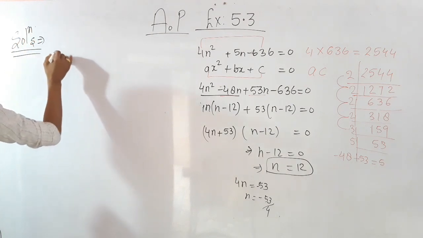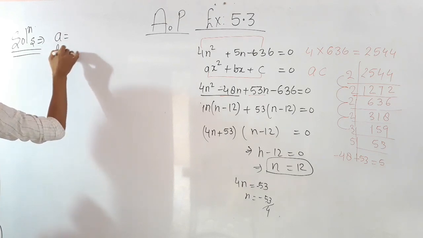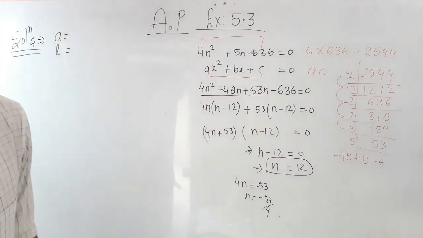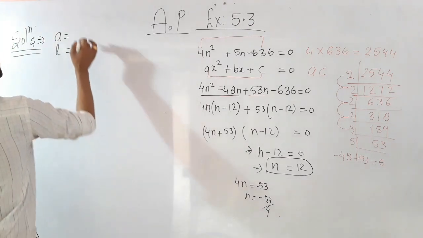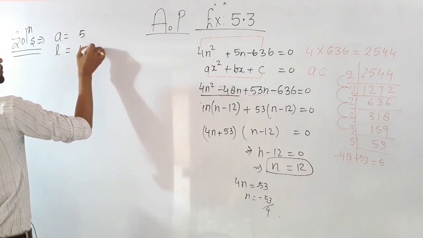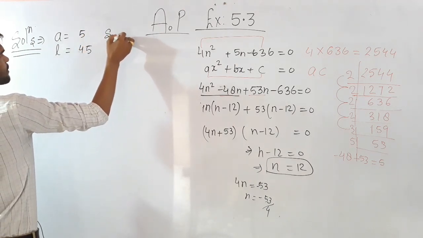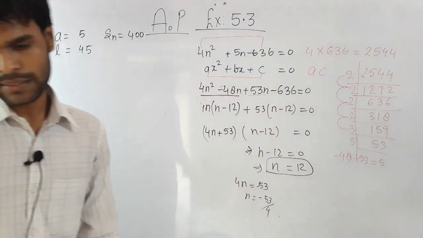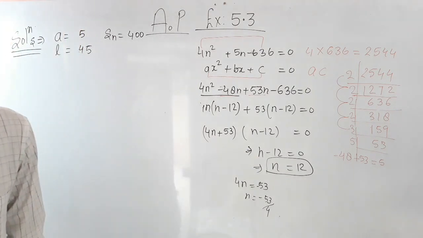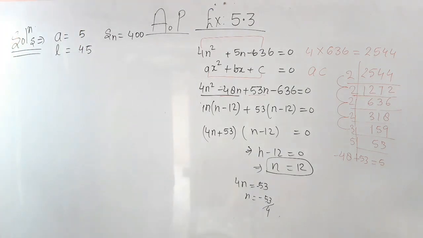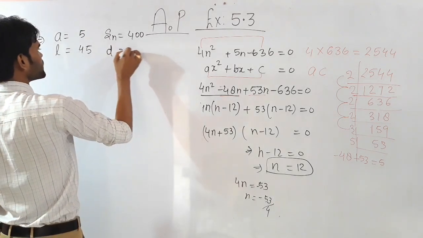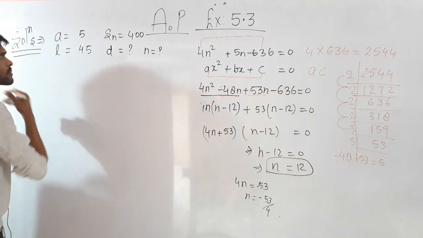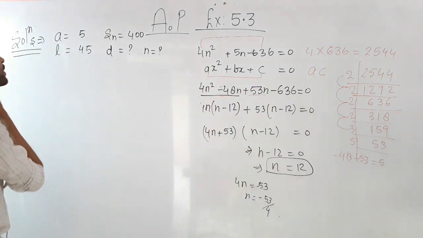Okay, you are given the first term a, last term. First term a is 5, last term is 45. Okay, and Sn, that is the sum of this term, is 400. Then we have to find over here the number of terms and the common difference. So you may write here d is equal to what and n is equal to what. Okay, so look here.